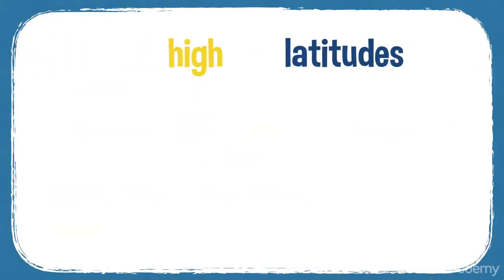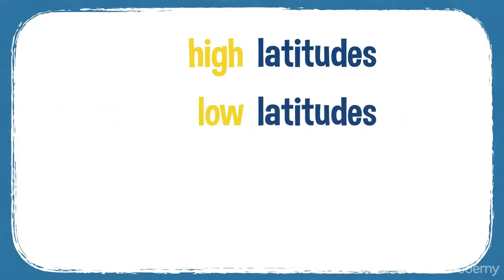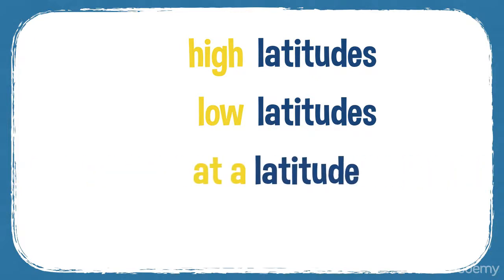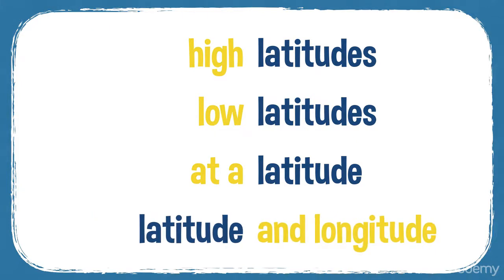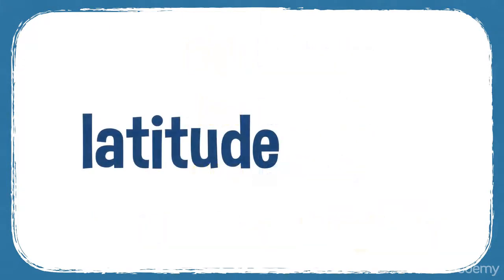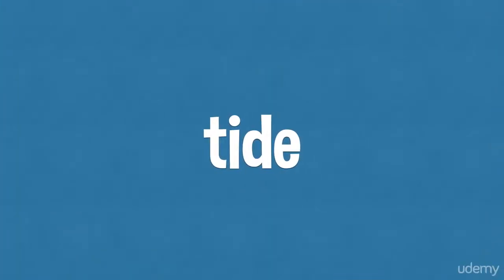We talk about high and low latitudes. So a high latitude is far from the equator, near the poles. Low latitudes are near the equator. You can be at a latitude of so many degrees. And again, latitude and longitude go together. So latitudes. Next word is tide.